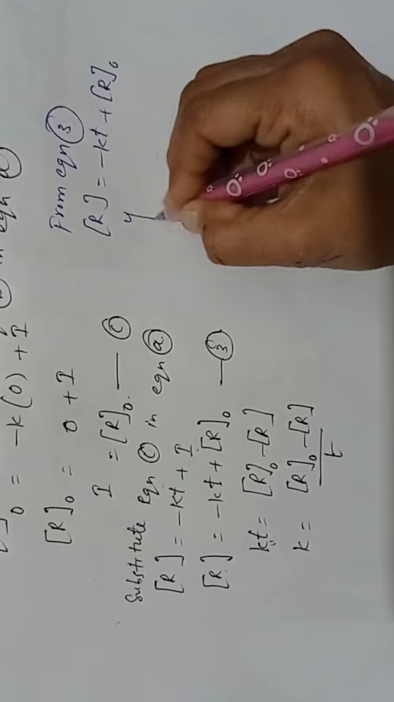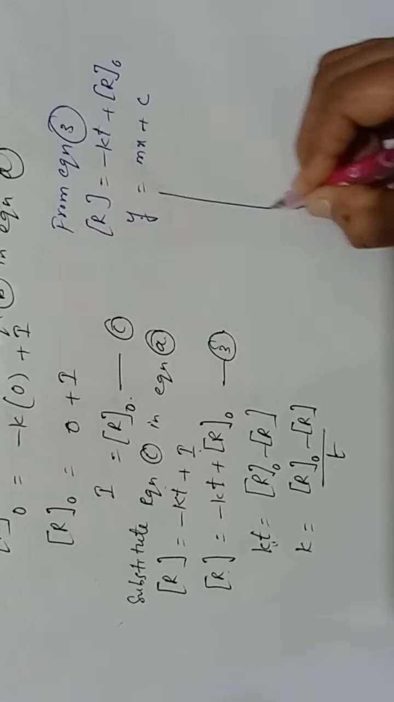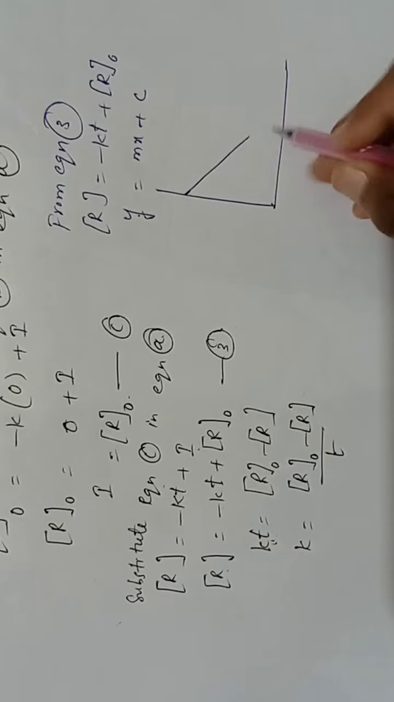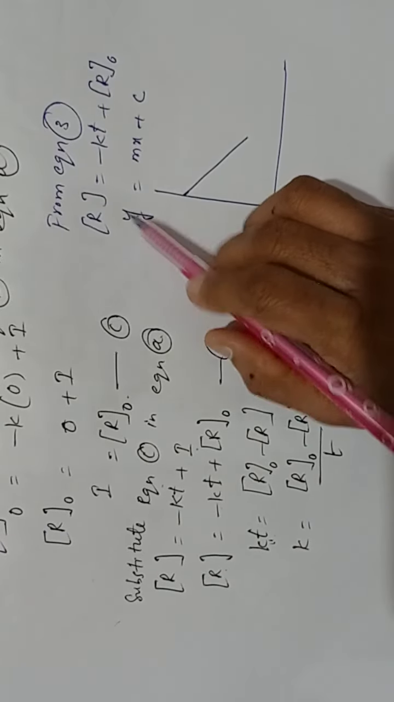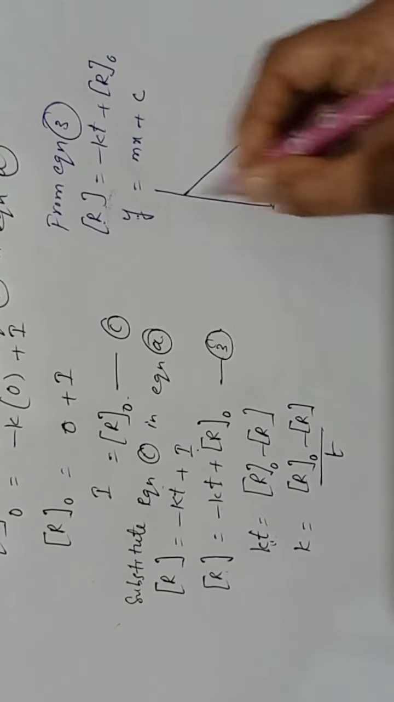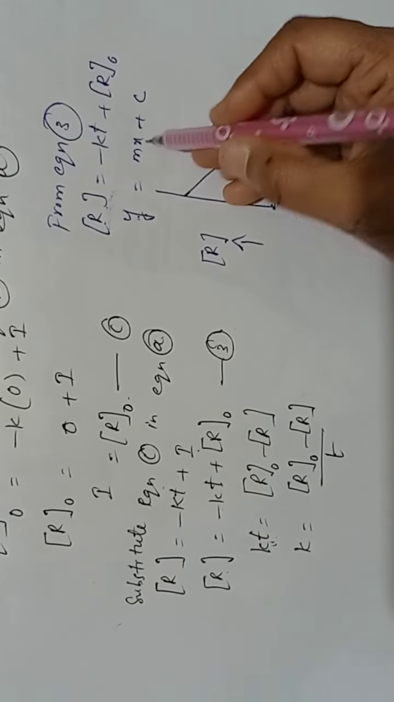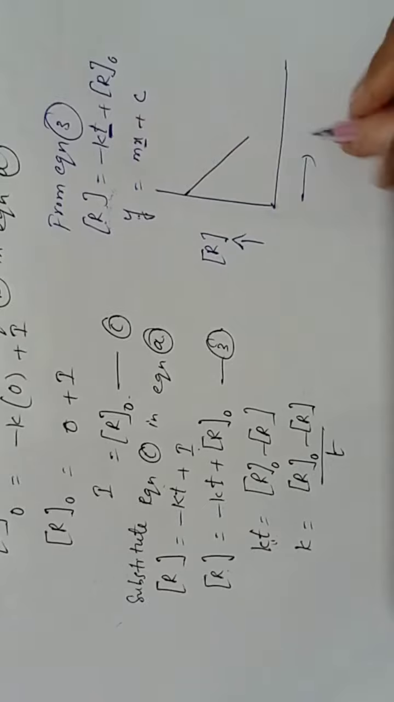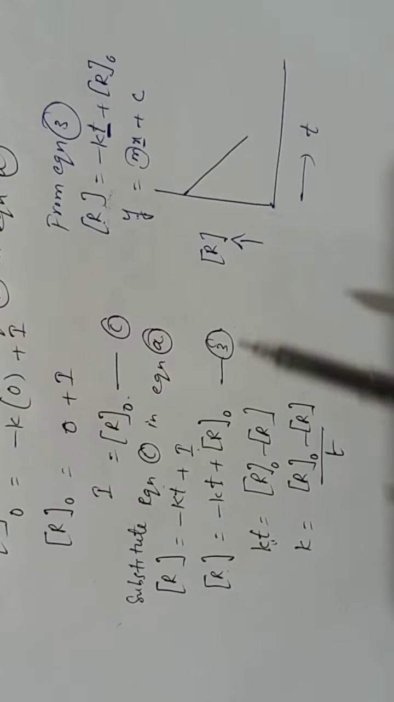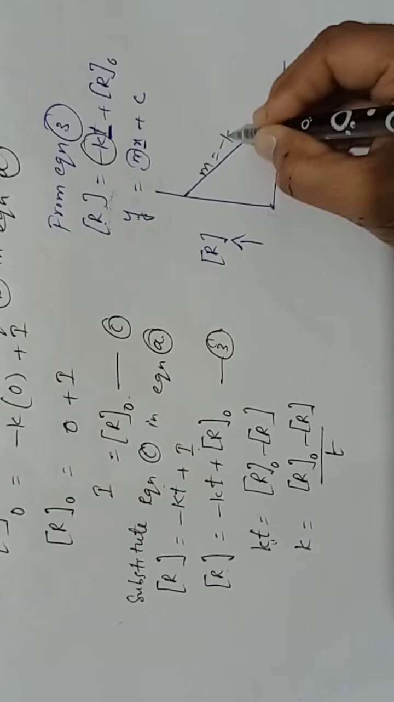It is in the form of Y is equal to MX plus C. The Y is equal to MX plus C graph will look like this. In the Y place, R is there, so along the y-axis I am taking R. In the x place, T is there, so along the x-axis I am taking time. And what is the slope? M is equal to minus K.